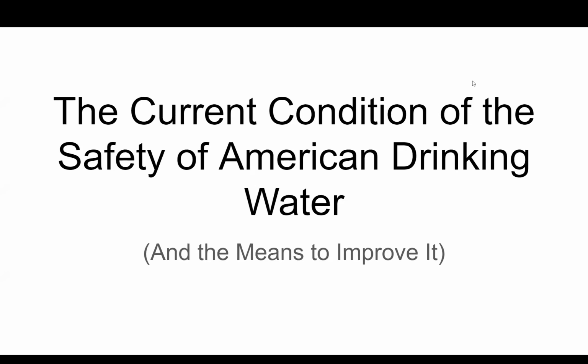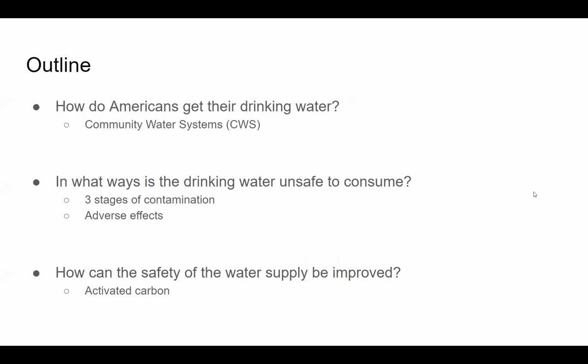The current condition of the safety of American drinking water, and the means to improve it. So here's an outline of the presentation. First question will be, how do Americans get their drinking water? The answer to that question is community water systems. About 87% of Americans get their tap water from this type of municipal system. There are various other systems, but this one's the most common, and that's what we're going to cover.